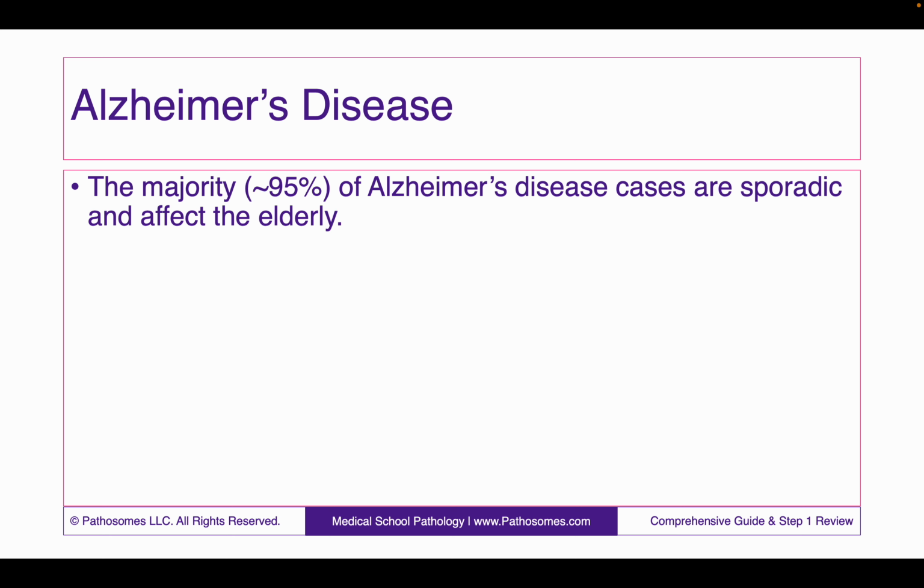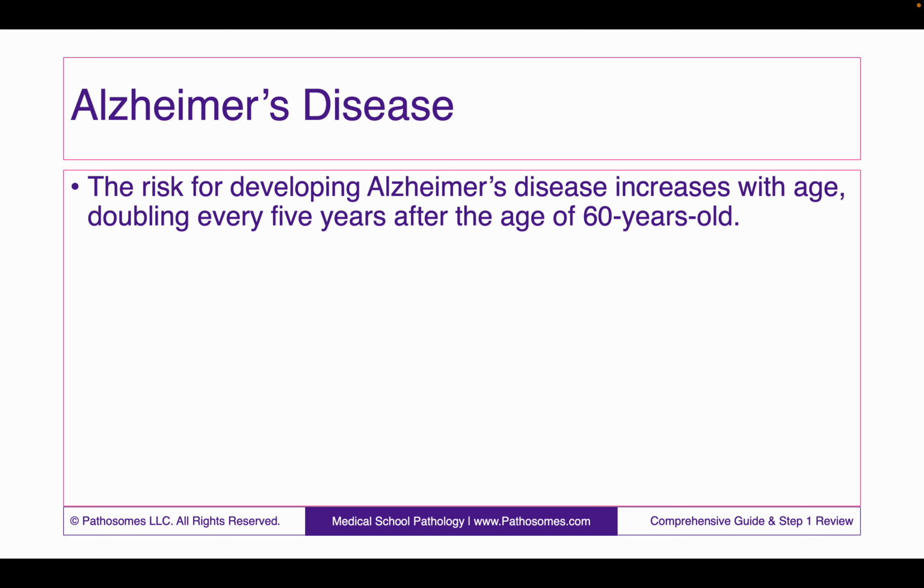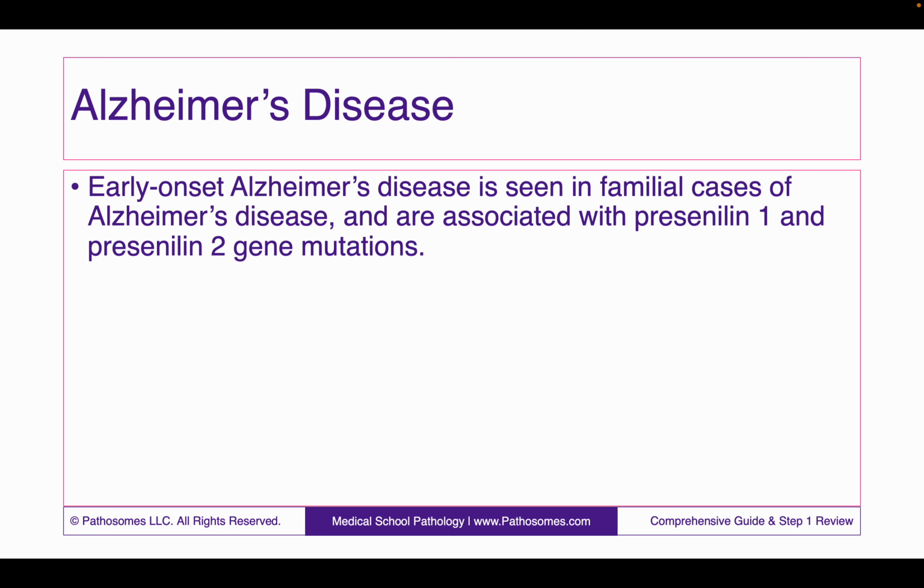The majority of Alzheimer's disease patients are sporadic and typically affect the elderly, and that's about 95% of the cases of Alzheimer's. The risk of developing Alzheimer's disease increases with age, doubling every 5 years after the age of 60 years old. Early-onset Alzheimer's disease is seen in familial cases of Alzheimer's disease and are associated with something that you must know called presenilin 1 and presenilin 2 gene mutations.